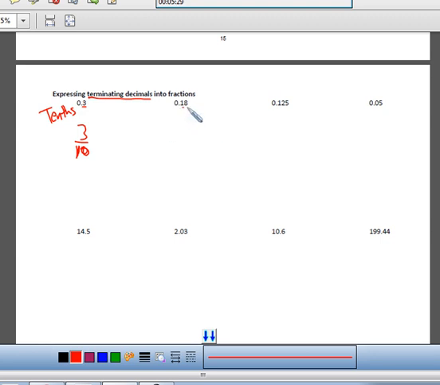The next example, we are in the hundredths place. Hundredths. So we're going to put 018, or just 18, over 100. Now, since that can be simplified, you find a common factor, and it's 2, and you get 9 over 50. 125 thousandths.